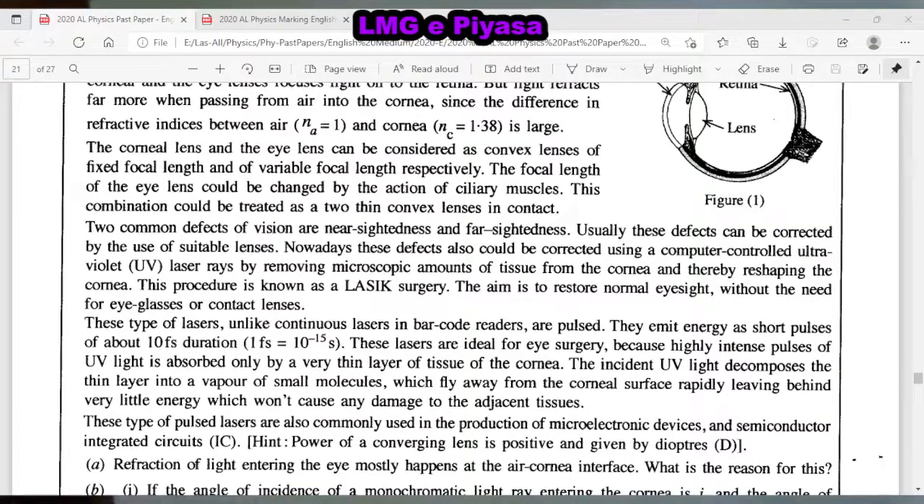These type of pulse lasers are also commonly used in the production of microelectronic devices and semiconductor integrated circuits IC. Hint: power of a converging lens is positive and given in diopters, capital D.